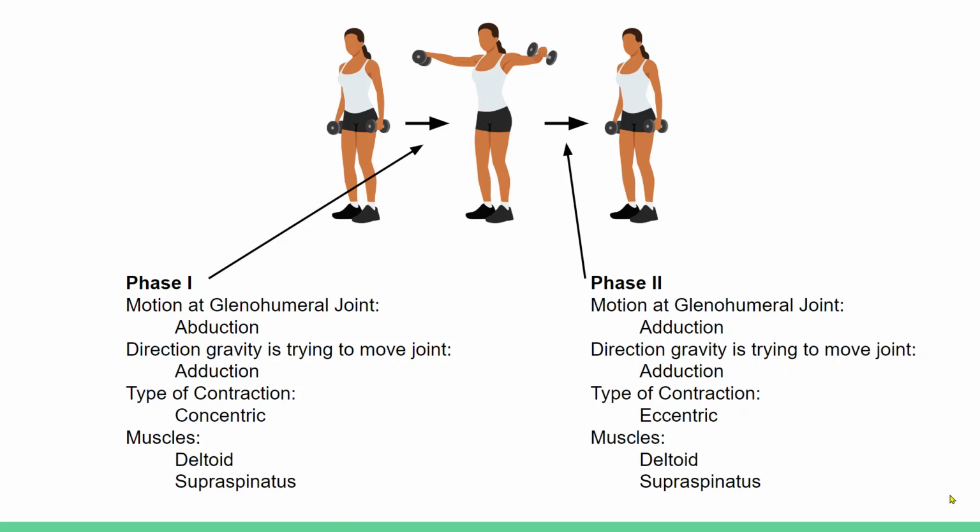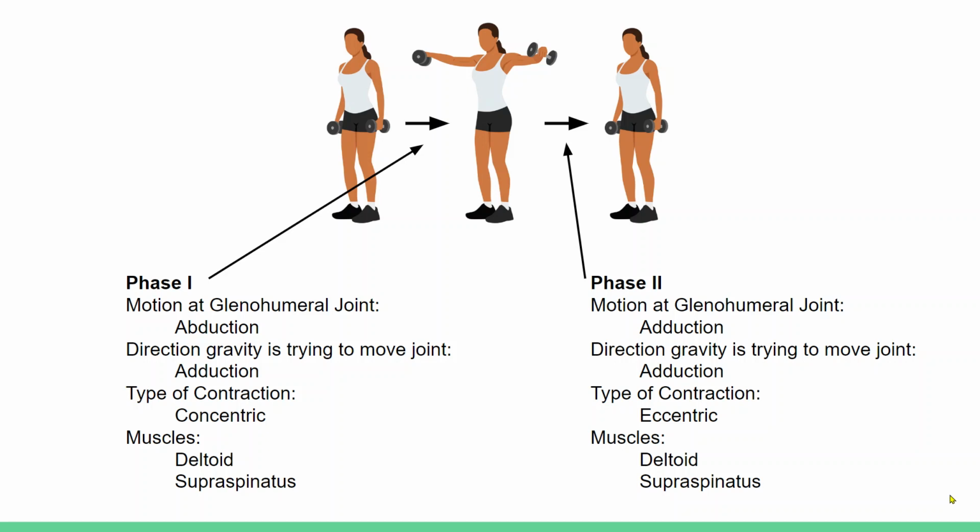So, two examples of exercises. So, the way we're looking at this is from left to right. So, the first phase is going from, say, anatomical neutral, and then there's abduction of the glenohumeral joint, right? So, the motion of the glenohumeral joint is abduction. Now, if you're thinking about what gravity is trying to do to those weights, if you relax your muscles, those weights are going to try to pull you into adduction. So for the concentric phase, phase one, you're trying to overcome the effect of gravity on the weights. And the muscles you're using concentrically are the deltoid and the supraspinatus.